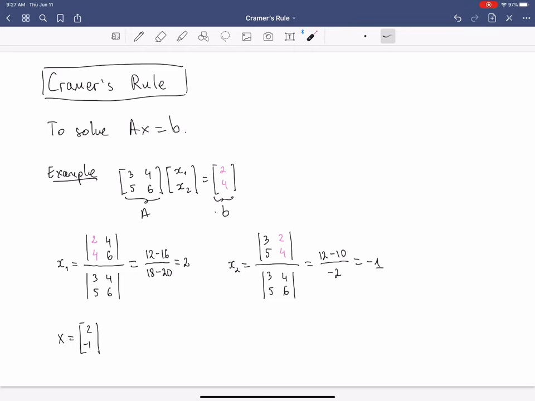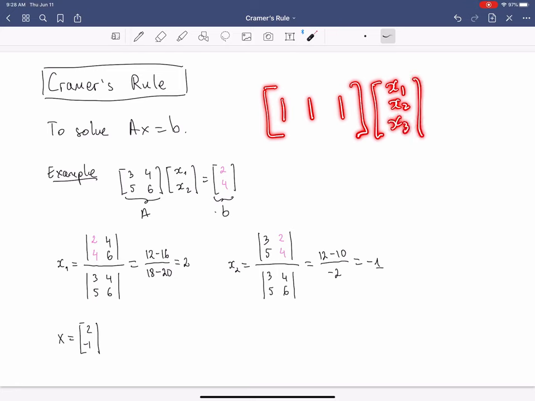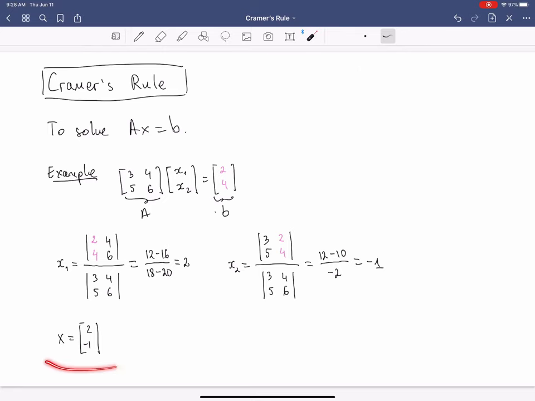Now, as you might imagine, if we have a 3 by 3 system, so our system has 3 columns, then the vector x will have 3 components, x1, x2, x3. And so b for x1 will replace the first column. For x2, it will replace the second column. For x3, it will replace the third column. But the idea is exactly the same as here.